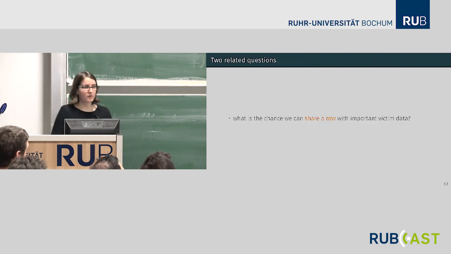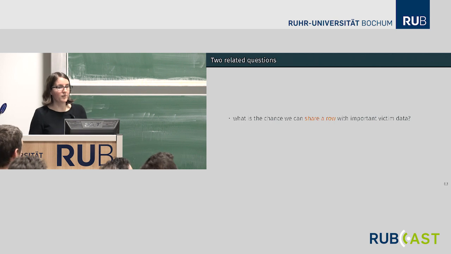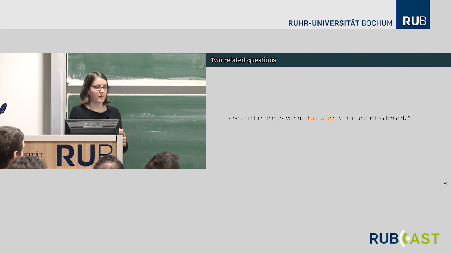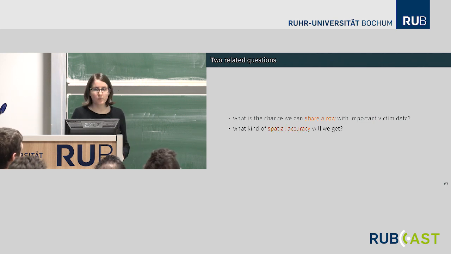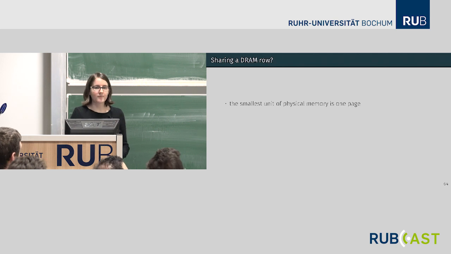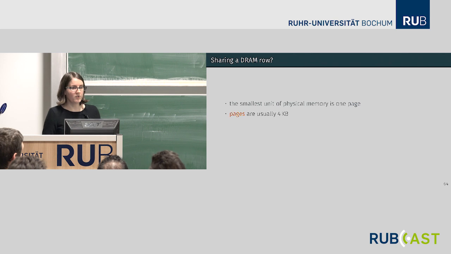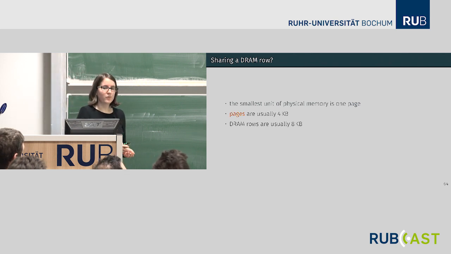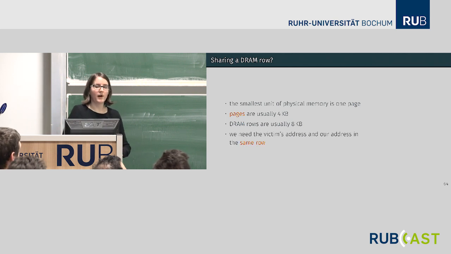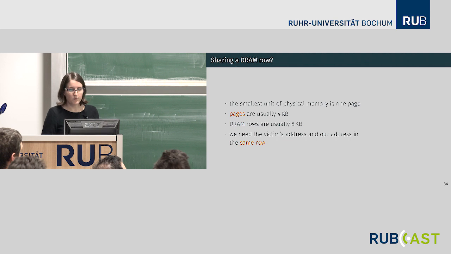So this gives us two related questions. First, what's the chance that we can share a row with abundant victim data? Then what kind of spatial accuracy do we get? So the idea is that the smallest unit of physical memory is 1 page, and pages are usually 4 kilobytes. And one DRAM row is usually 8 kilobytes. So we need the victim's address and our address in the same row.